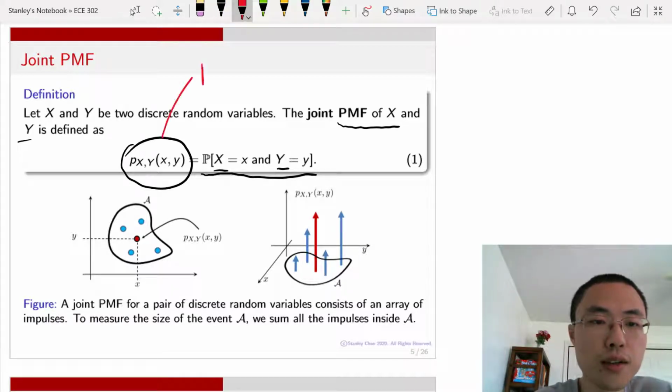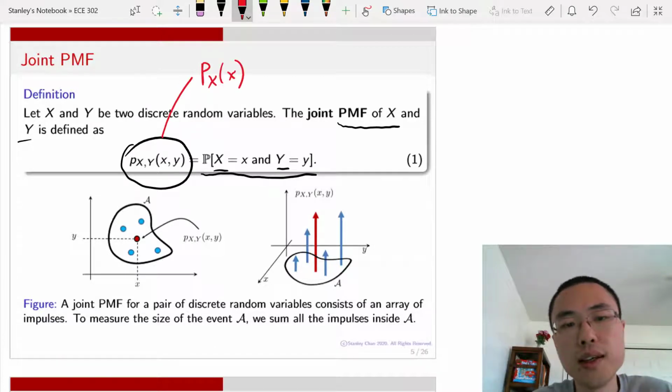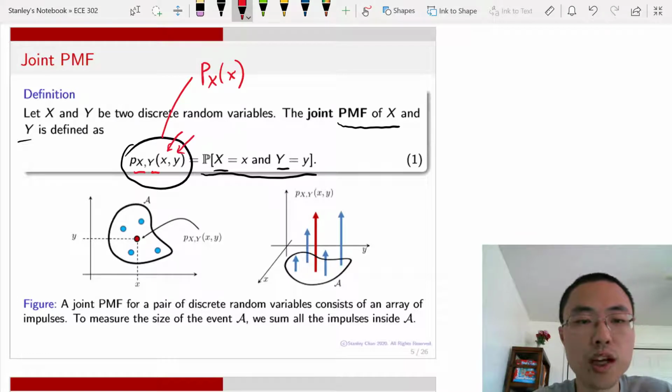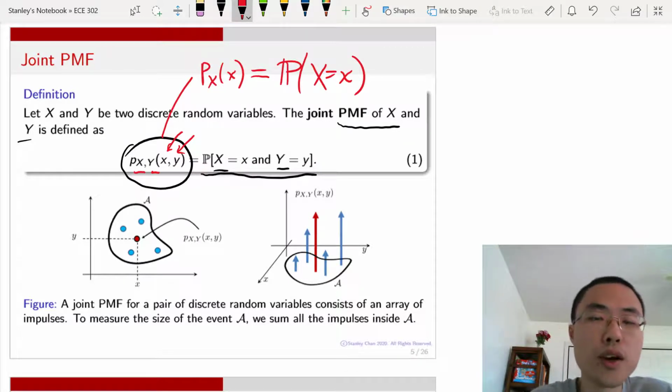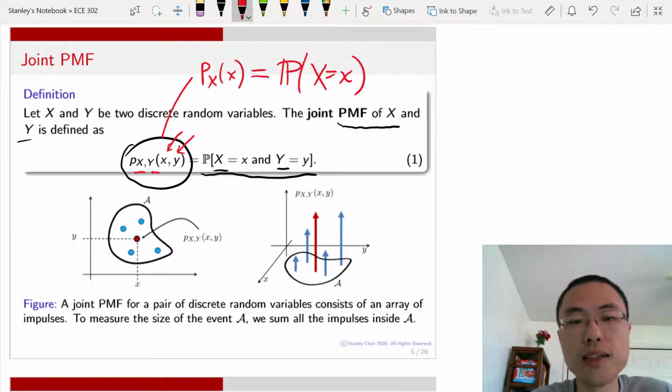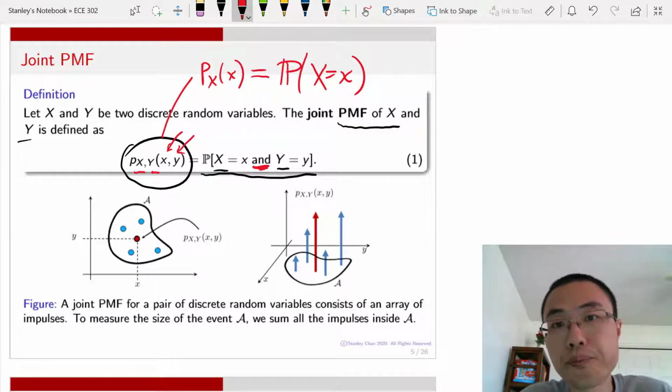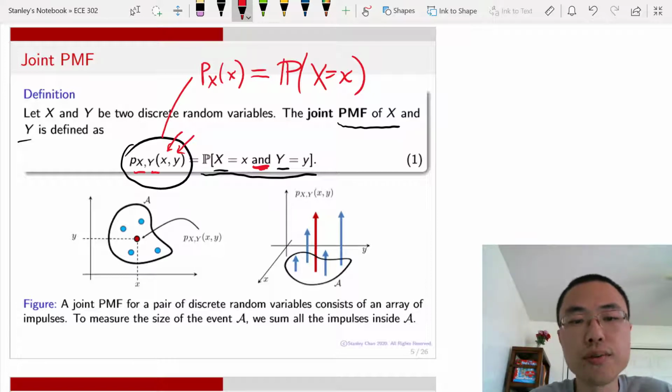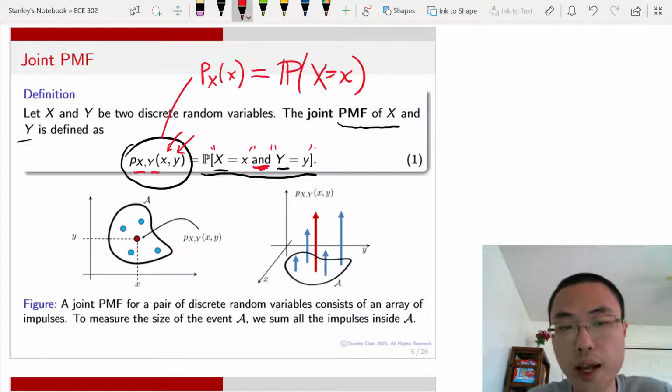You can compare it with the PMF of a single variable. In chapter 3, when we talk about a single variable, we write p of x, and then there is an argument of small x. This is a 1D function. Now you have a pair of random variables, X and Y, and so you have these two arguments, small x and small y. Now, what is the meaning of this p_XY of x, y? We can go back and ask what is the meaning of the PMF. This is really the probability that X equals x, because it is a discrete random variable. When you have a pair of random variables, you can extend the idea to have X equals x and Y equals y. So basically, you're asking for the intersection between two events, X equals x and Y equals y.